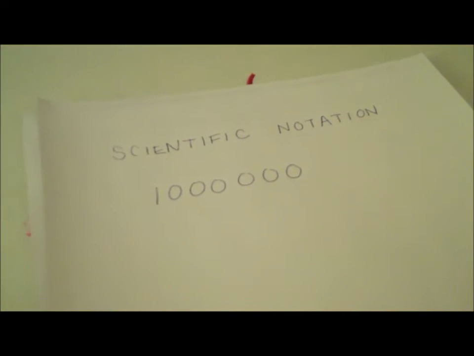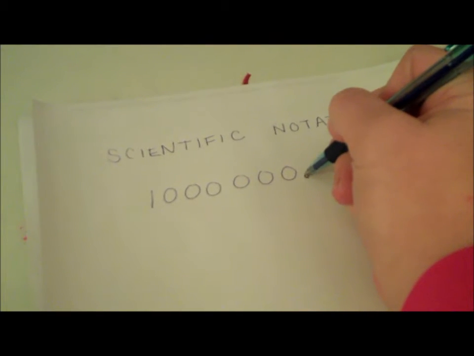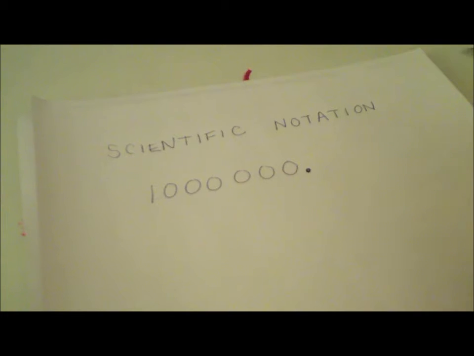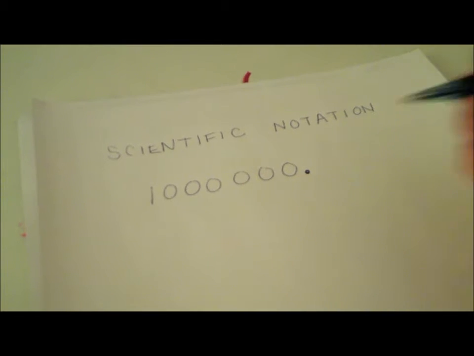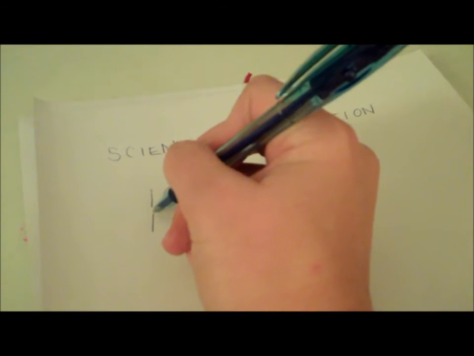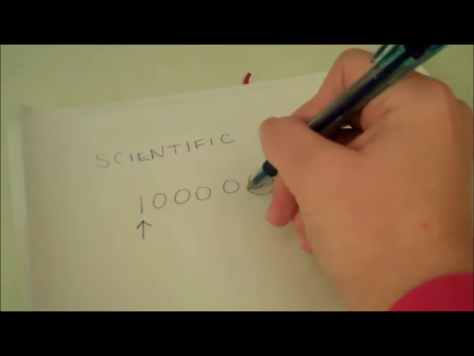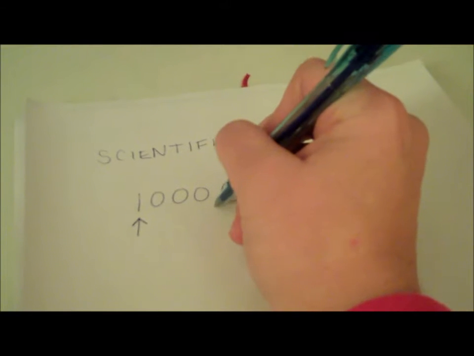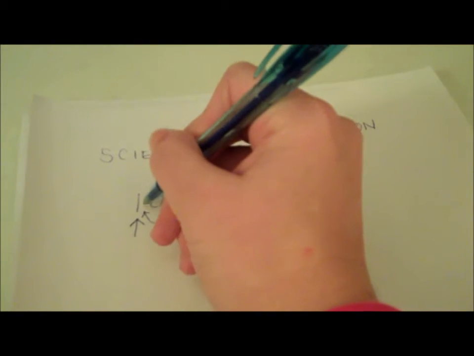The first thing you want to do when you're doing scientific notation is locate the decimal point. So if there is no decimal point, you can assume that it's right at the end. Once you've located your decimal point, you're going to go either left or right depending on your number. You want to make sure that you have one coefficient and then your decimal place. So for this one, we're going to count over 1, 2, 3, 4, 5, 6.